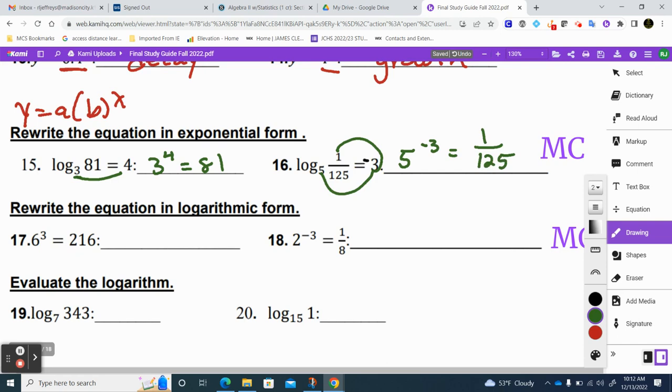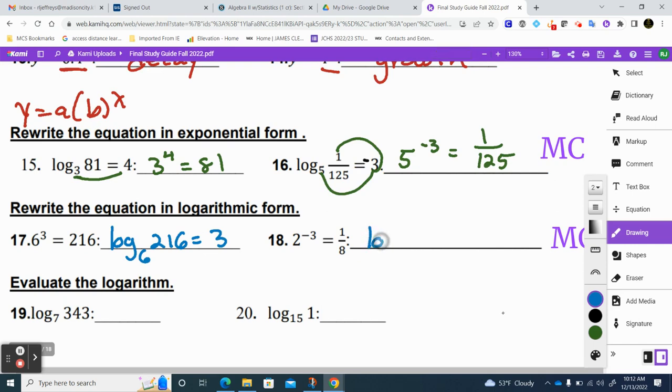So you're going from logarithmic to exponential. Logarithmic to exponential. The other one that's right after this one is going from exponential to logarithmic. So that means I'm going to have log base 6 of 216 equals 3, because 6 to the 3rd power is 216.